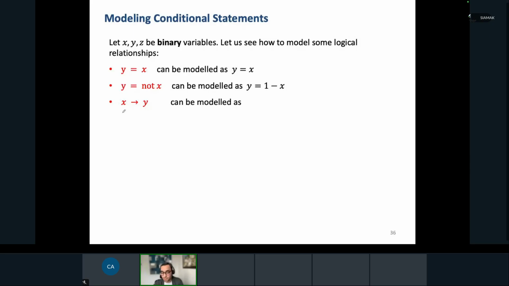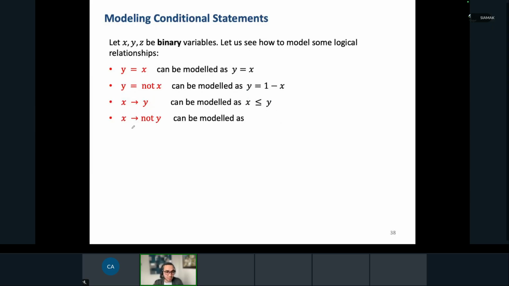If x, then y. So when x is equal to 1, I want y to become equal to 1. You write it in this way. When x is equal to 1, y is forced to become equal to 1. I don't care about the case when x is equal to 0. Y can be equal to 0, y can be equal to 1 as well. But when this is 1, I want y also to become equal to 1. So x should be less than or equal to y.